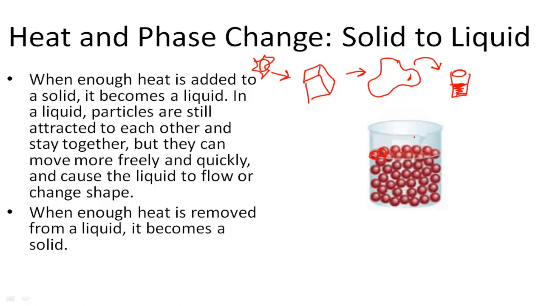When enough heat is removed from a liquid, so if I put this glass now into an ice cube tray, and I remove heat by putting it in the freezer, then it's going to become a solid again. So in a solid, the particles are very close together, and they're attracted to one another, and they're not going to move. In a liquid, they're a little bit more free, but they're still attracted to each other, so they're still going to keep pretty close.